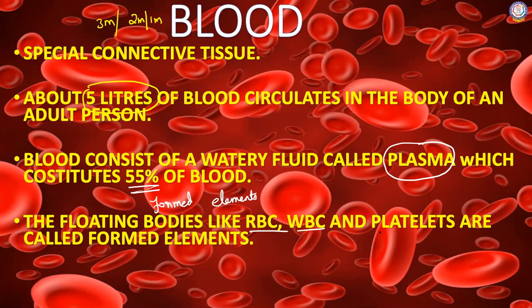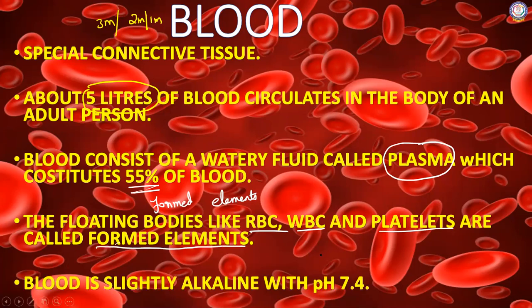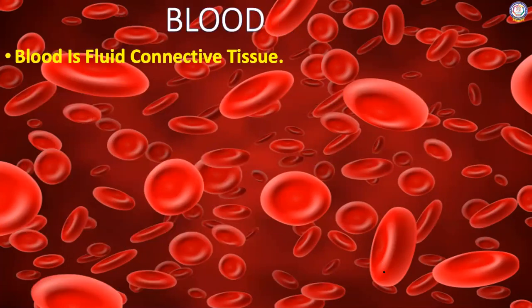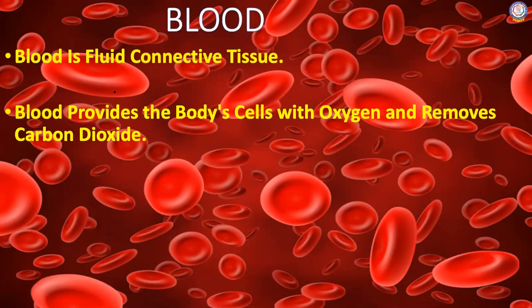RBC, WBC, and platelets. Okay, formed elements is also given here. Blood is slightly alkaline in nature. Its pH is 7.4. It's a very important 1-mark question. It's otherwise called as fluid connective tissue.